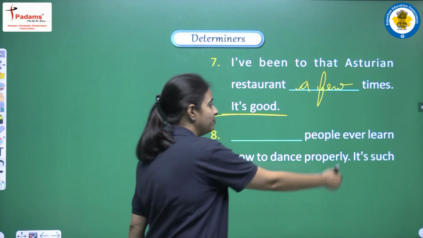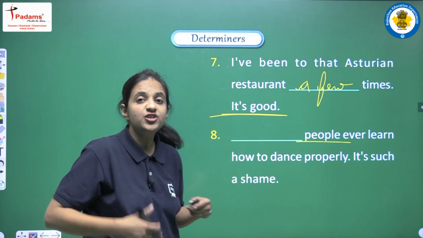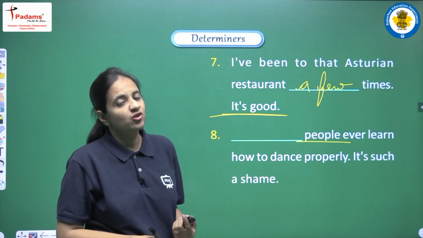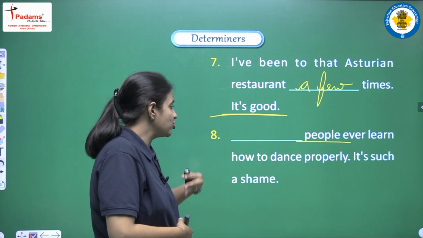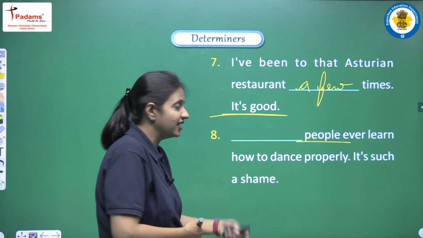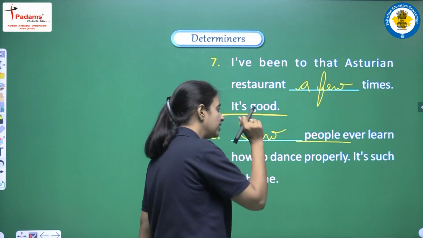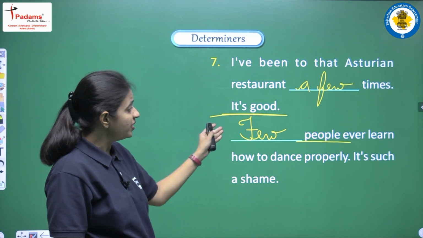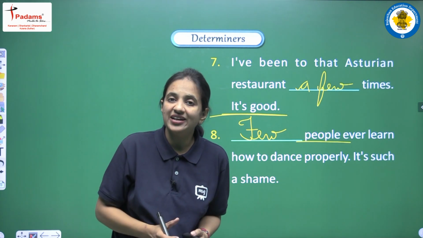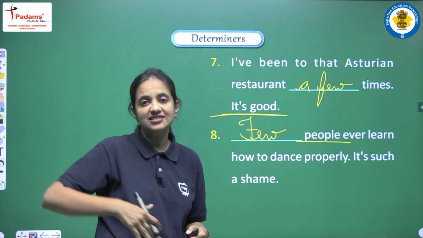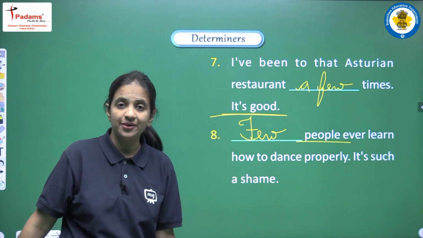Next is people ever learn how to dance properly, it is such a shame. So here we are having people, that is countable noun, and next we are saying that it is such a shame. Why it is a shame? Because very less people are there, इतने कम लोग हैं जो कि actual में properly dance सीखते हैं. So here we are trying to show a negative meaning, so we will use few here, and we are saying that few people ever learn how to dance properly. इतना कम number है ऐसे लोगों का कि we can say that it is like nothing, and this is the reason we are saying that it's such a shame.